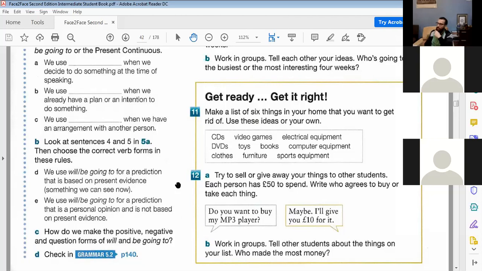How can we make positive, negative, and question forms of be going to? I'm going to travel next week. All right, and negative? I'm not going to travel next week. Right. And if you want to make a question using going to? Are you going to travel next week? Right. And WH question? Where are you going to travel next week?